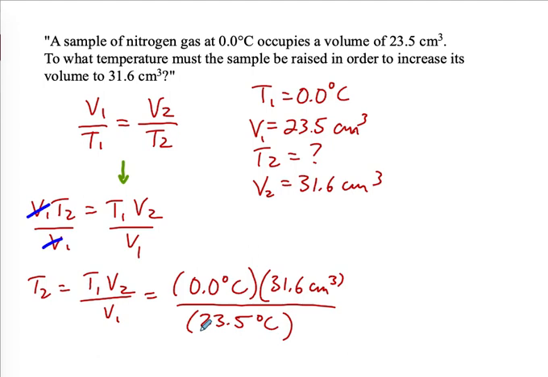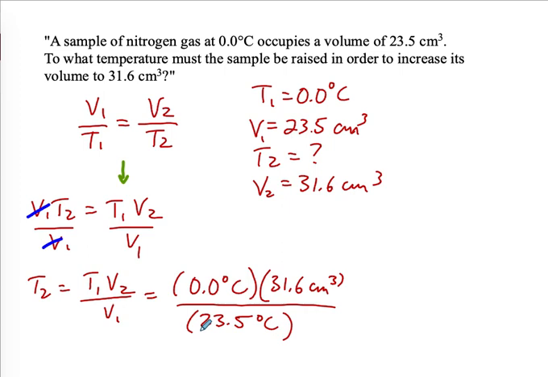0. Wait, what? Something's going on here. This is really strange. Because if this is correct, then that means it doesn't matter what my initial and final volume are. My final temperature is going to have to be 0. What's wrong? I'll tell you what's wrong. What's wrong is that we cannot use temperature in degrees Celsius. Degrees Celsius is not a valid temperature.